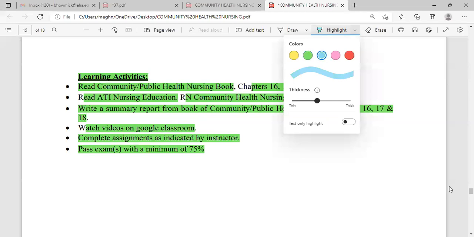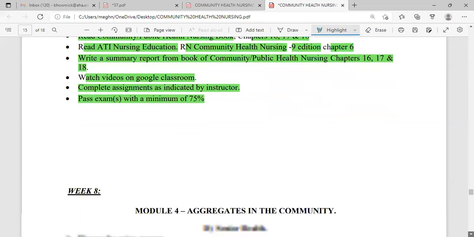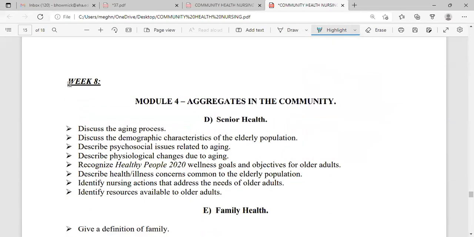What else? Week 8. So week 8 content, module 4, is aggregate in the communities. D, senior health, family health.